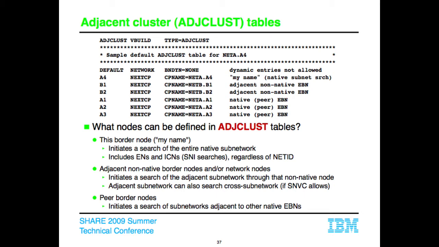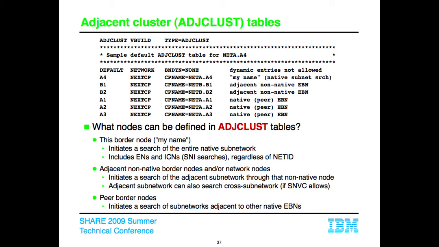On the other hand, if a request comes into that network from net T, and I happen to have a casually connected end node called net T in my network, well, in that case, I do want to broadcast my own network, because that's the only way I'll find all the end nodes that are served in my network, is to kick off a native broadcast, right? So the idea here is that by coding or not coding your name in the table for every target net ID, you now have control over whether the native network is searched or whether we simply skip into peer border node or adjacent non-native border node searching.